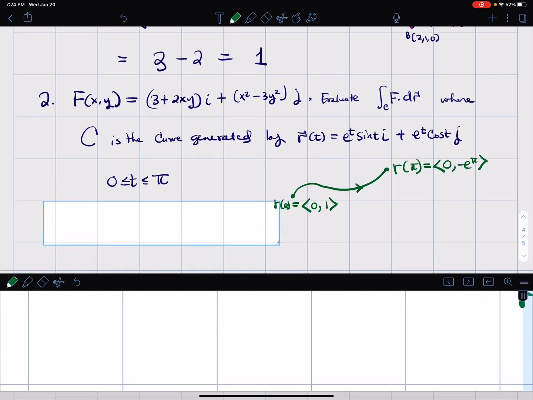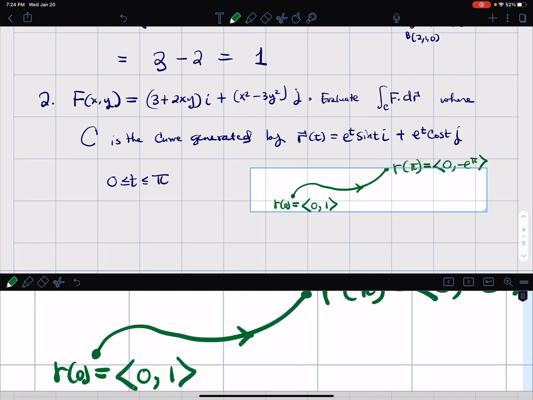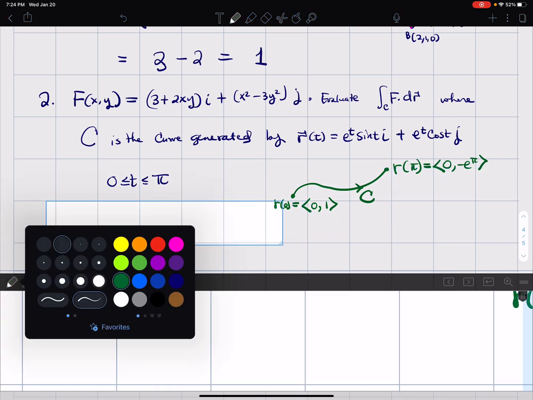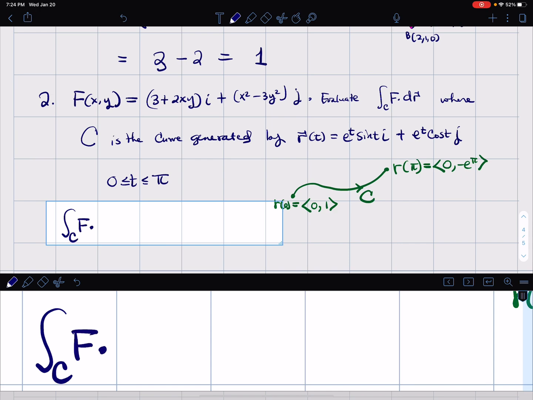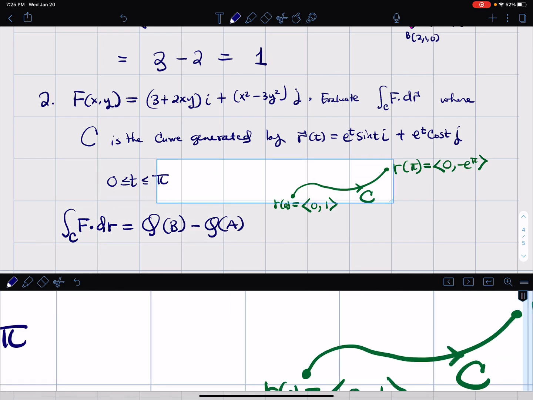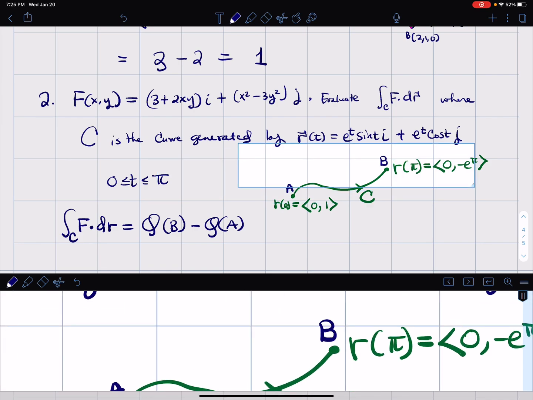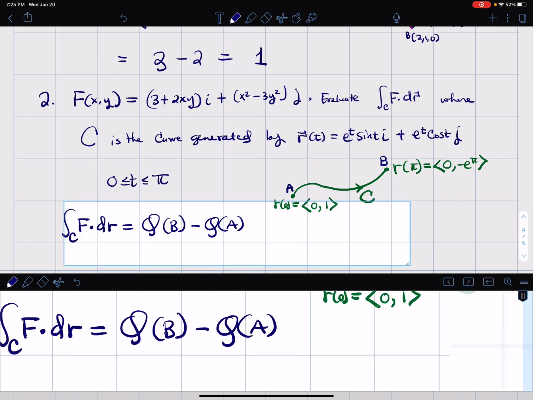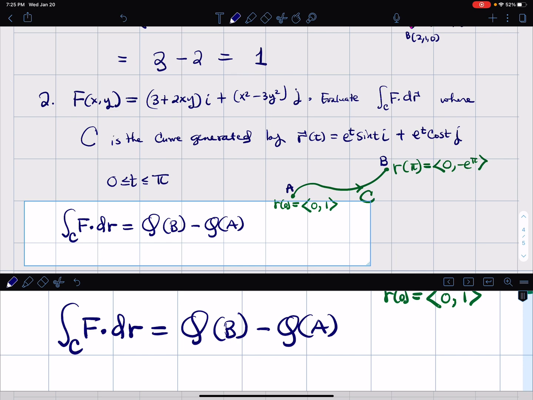Now, using the fundamental theorem for line integrals, we know that the integral of F · dr is equal to phi of b minus phi of a. So this is our a, and this is our b. But we're not even told that F is conservative, so we have to go through the process of checking that F is actually conservative. If F is conservative, then we can find the potential function.